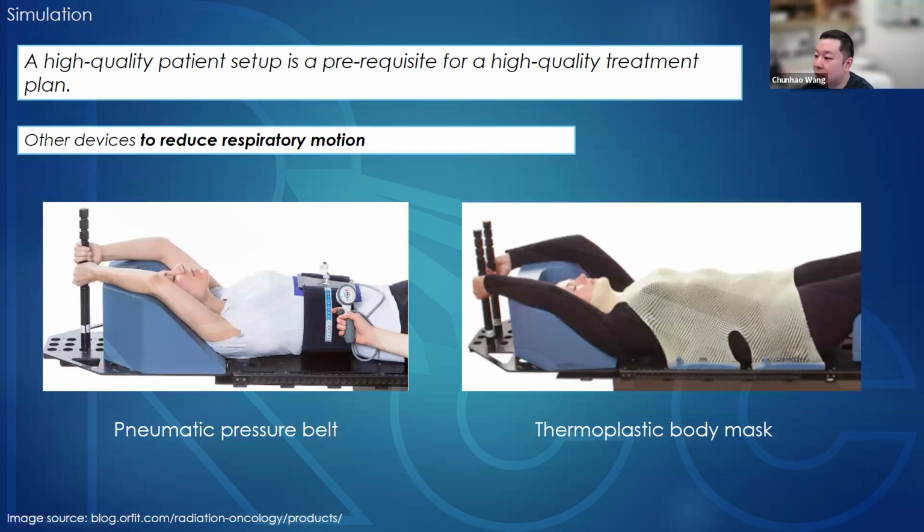Okay, so here we have some other devices to reduce the respiratory motion. One potential technology is the pneumatic pressure belt. It is very similar to the abdominal compression. This time you use a belt to tighten the patient's belly, and you can use a gauge to manage the pressure on the patient's belly. On the right side, we have a thermoplastic body mask, compared to the body bag we just introduced. The thermoplastic body mask can not just provide support from the lateral side, but also controls the body position on the patient's anterior side. So the motion in the anterior-posterior direction can also be minimized.